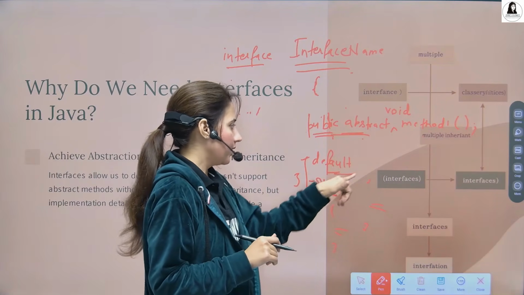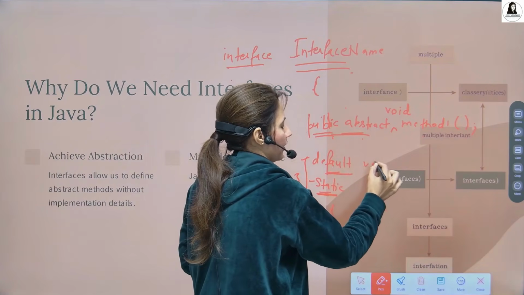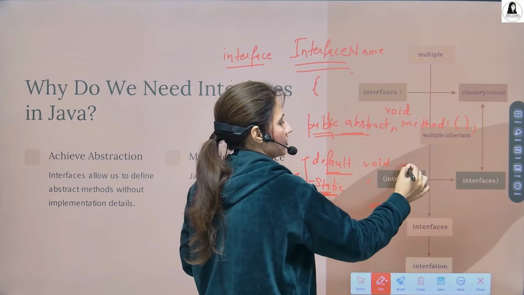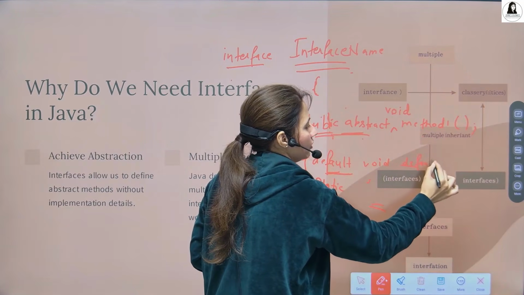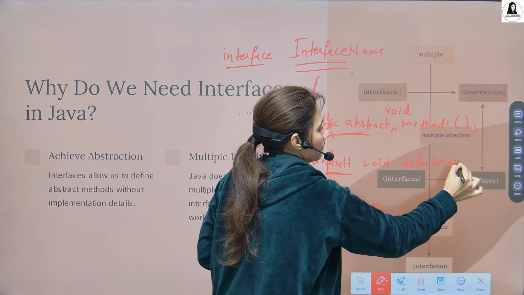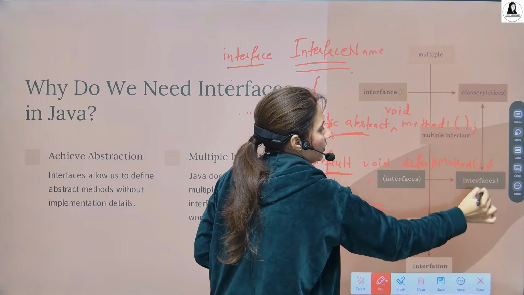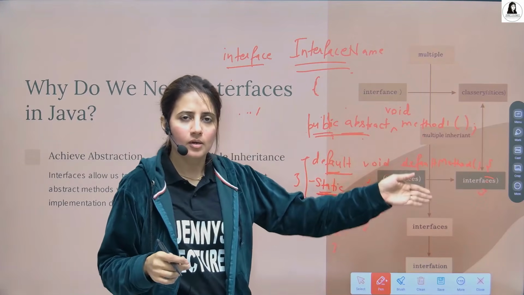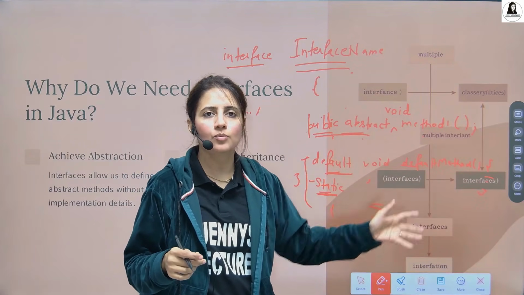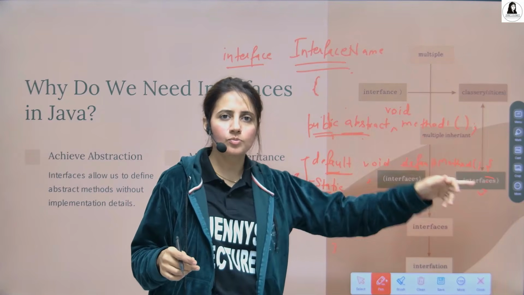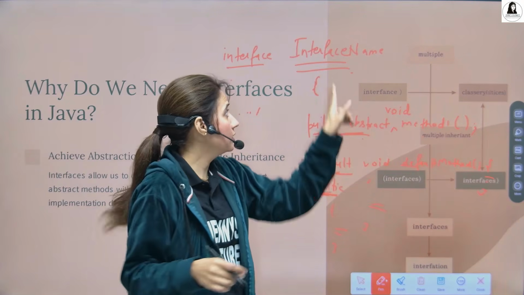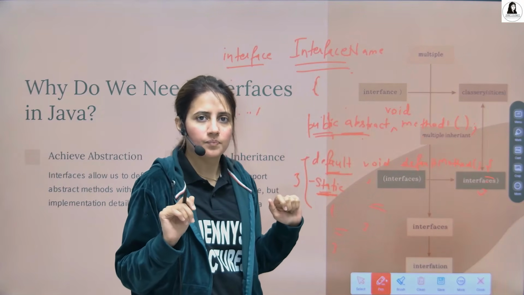Now default methods, like a default method, where we have void and any method name. Suppose the method name is default method, I'm just taking that. So this will have some implementation. This method is having a method body. You can simply print System.out.println. This is a default method in the interface, whatever the interface name.